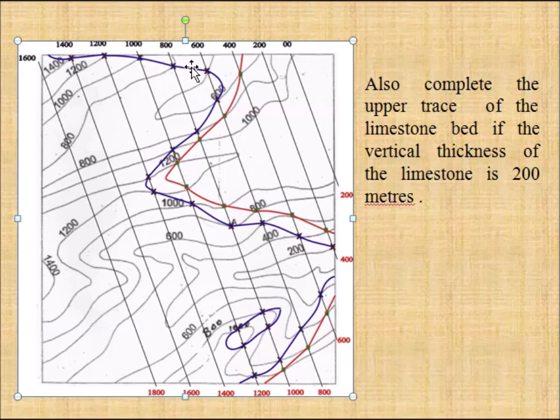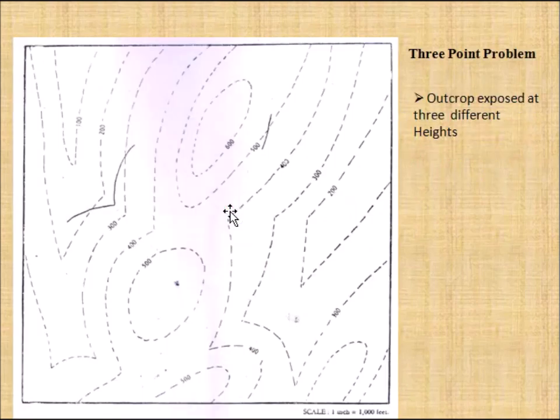And in between, this is the lower trace, the blue line, and the red line is the upper trace. So in between we have the entire limestone bed exposed on the earth's surface. This is the outcrop of the limestone bed which we have mapped on the given contour map, using only the information collected from point A. Here we knew the direction of dip, the amount of dip, and the vertical thickness of the beds, and using this we are able to map the limestone bed in our area of interest. So this is a very, very important process or method which we can use.